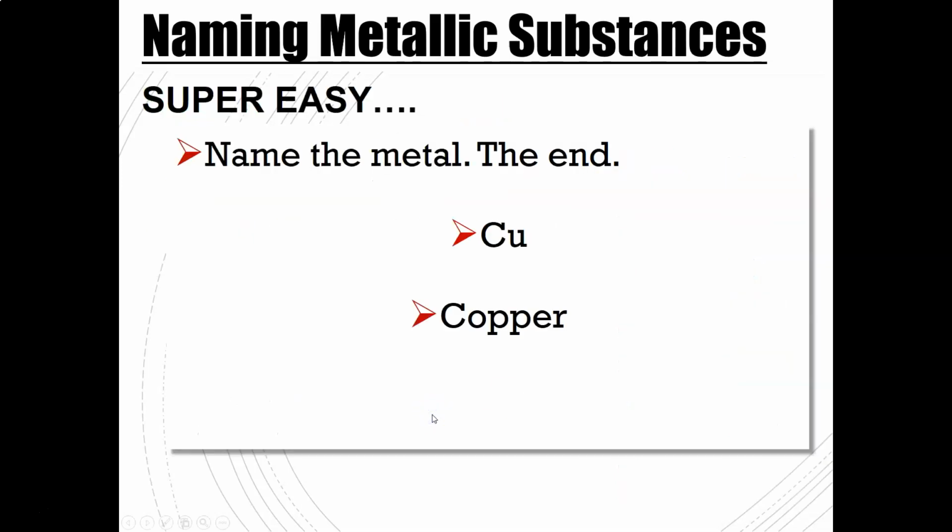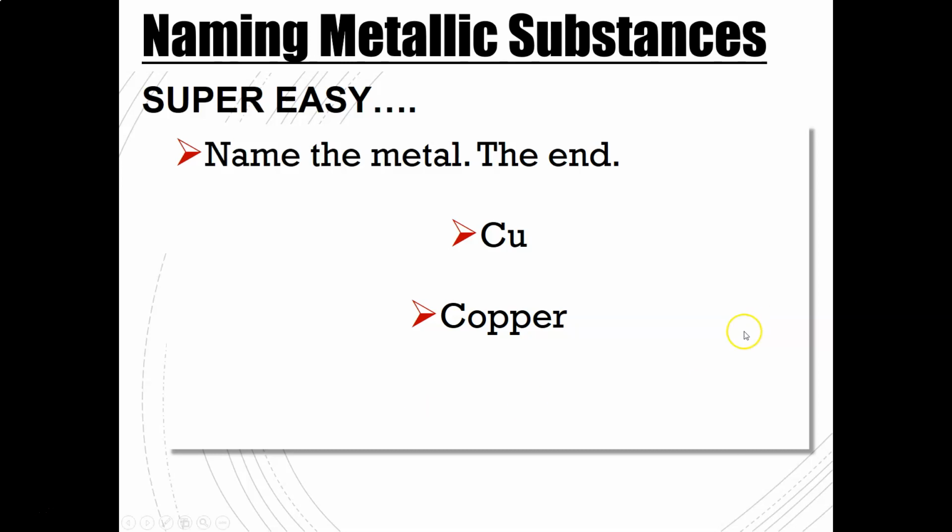Naming metallic substances is super easy. You just say the name of the metal. That's copper. All done. You say iron. All done. It's because they're neutral, right? When they're neutral, you don't have to give any other information. There's no charges to figure out. You don't need Roman numerals. It's just a chunk of metal, right? It's a chunk of neutral metal.